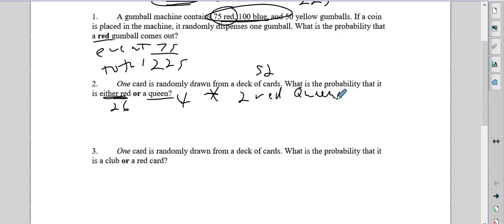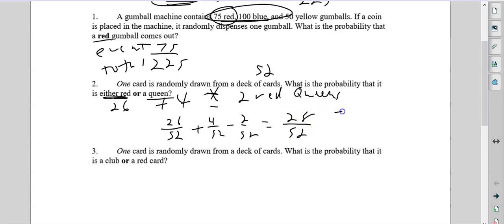Okay? So that's going to be a plus and a minus, because you got to remove the overlap. So you got 26 out of 52, plus the 4 out of 52, minus 2 out of 52, which gives you 28 out of 52, which reduces to 7 over 13.